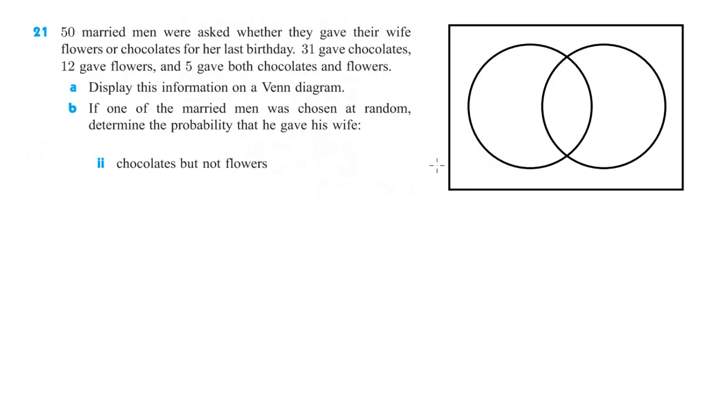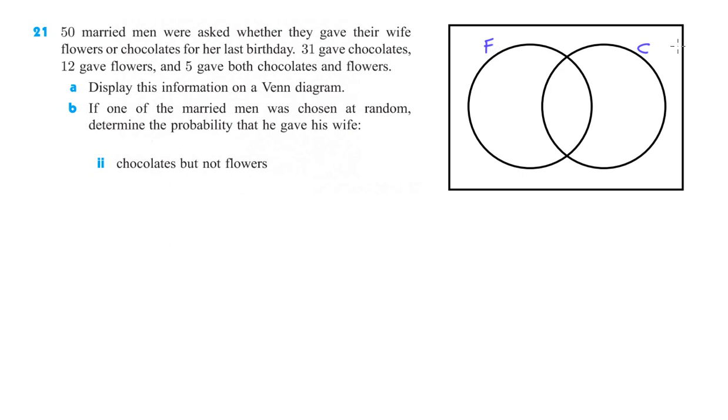All right, 21. 50 married men were asked whether they gave their wife flowers or chocolates for the last birthday. 31 gave chocolates, 12 gave flowers, and 5 gave both. Display this information on a Venn diagram.